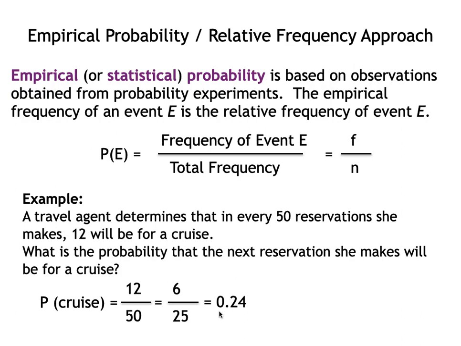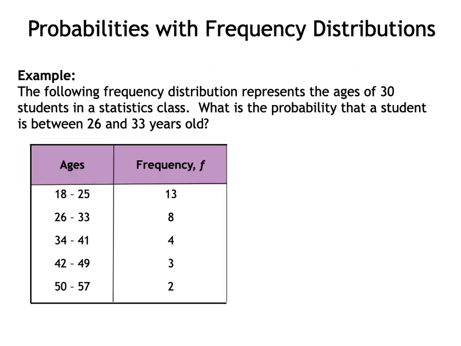Okay, so let's proceed with the third approach to probability. Or in this case, before we do that, let's have another example. Here, we're presented with a table, and the following is a frequency distribution that represents the ages of 30 students in a statistics class. And we are interested in the probability that a student chosen is between 26 and 33 years old. So if you notice here, for the age group 26 to 33 years old, there's a frequency of 8. There are 8 students belonging in this age group. And we take note that the total frequency is equal to 30 because there are 30 students. So all you have to do is add all of these frequencies.